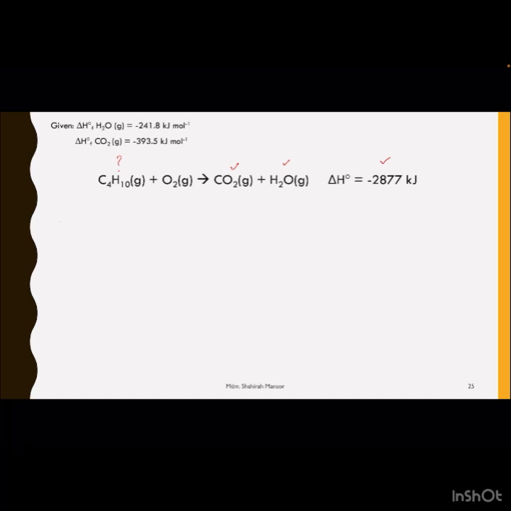According to the formula, standard enthalpy of reaction equals summation of standard enthalpy formation of product minus summation of standard enthalpy formation of reactant. In this formula, I used the standard condition because the soalan gives it in standard condition. So let's insert the values. We have negative 2877 kilojoule for this enthalpy of reaction.